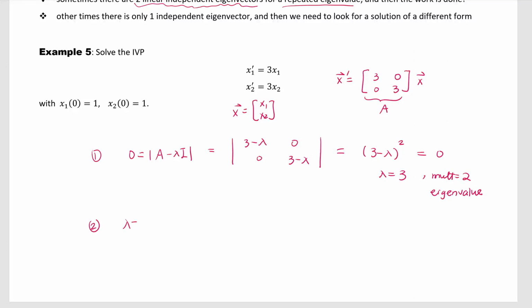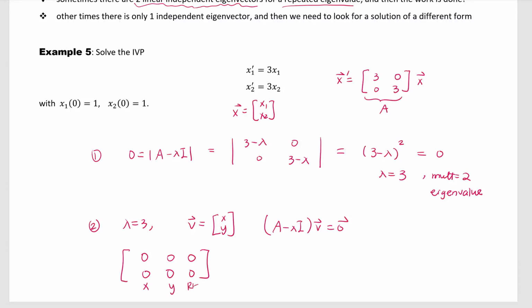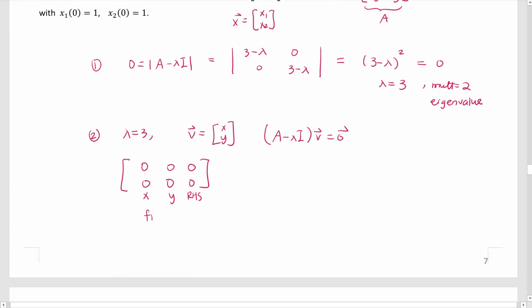Okay, so for that eigenvalue, let V be (x, y). We need to solve (A minus lambda I) times V is 0. What is the coefficient matrix? So A minus lambda: 3 minus 3, 0, 0, 0, 0. Everything's 0. What does that mean? Remember, this is x, this is y. They're all 0. It means they are actually free.